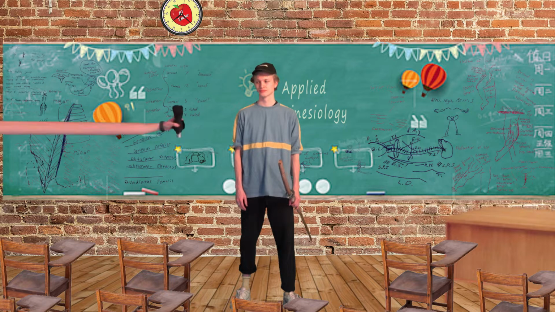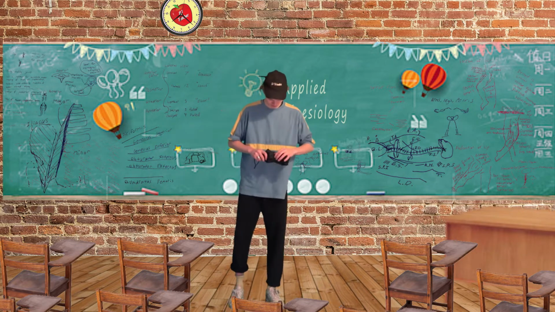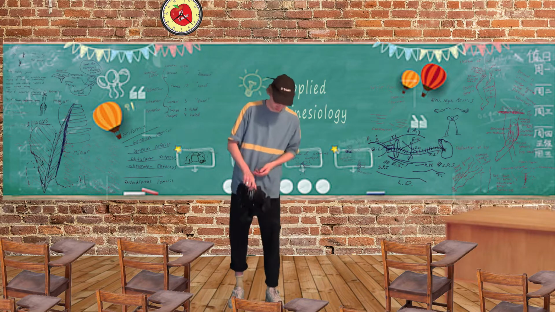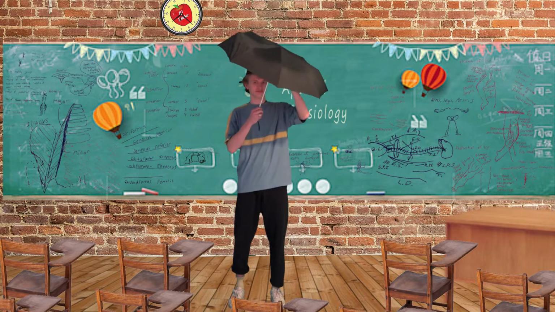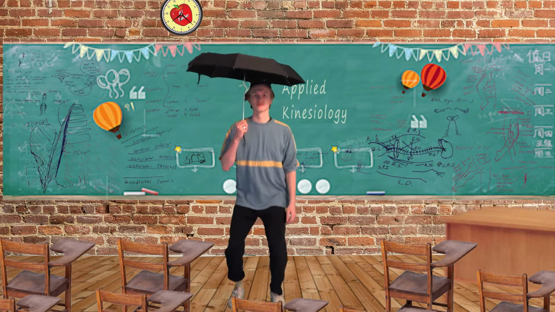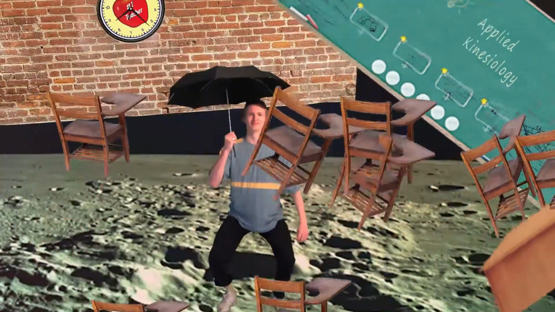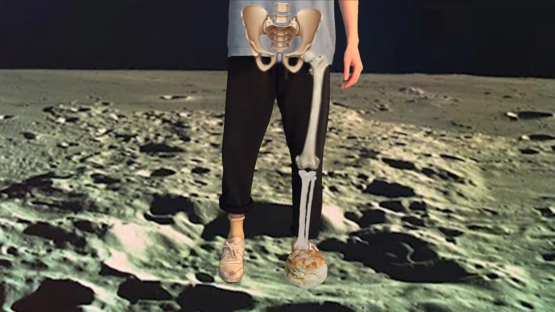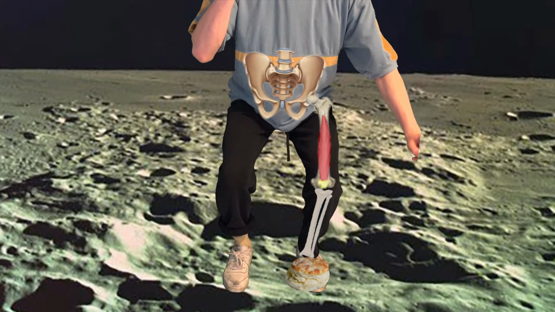Now we'll take a look at the lower body. Let's slow down these jumps. When jumping upward, the hip and knee are extended by the vastus intermedius, vastus lateralis and medialis, and the rectus femoris.